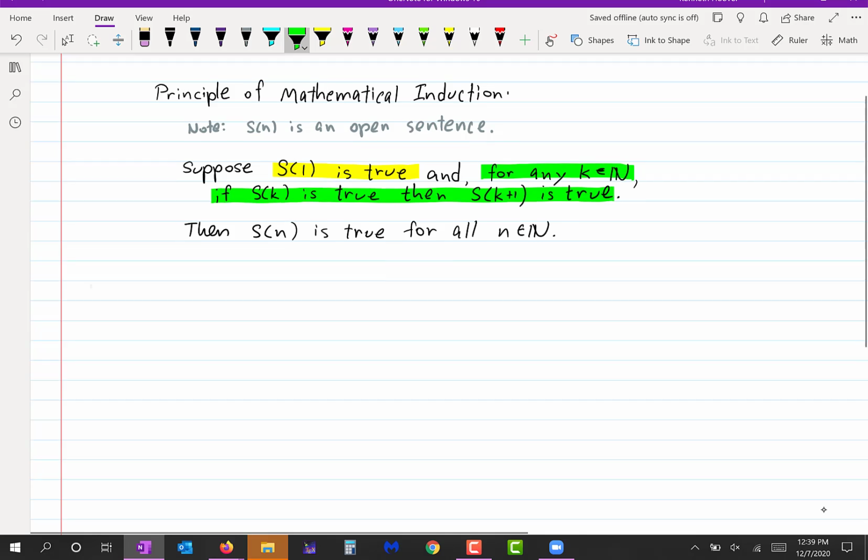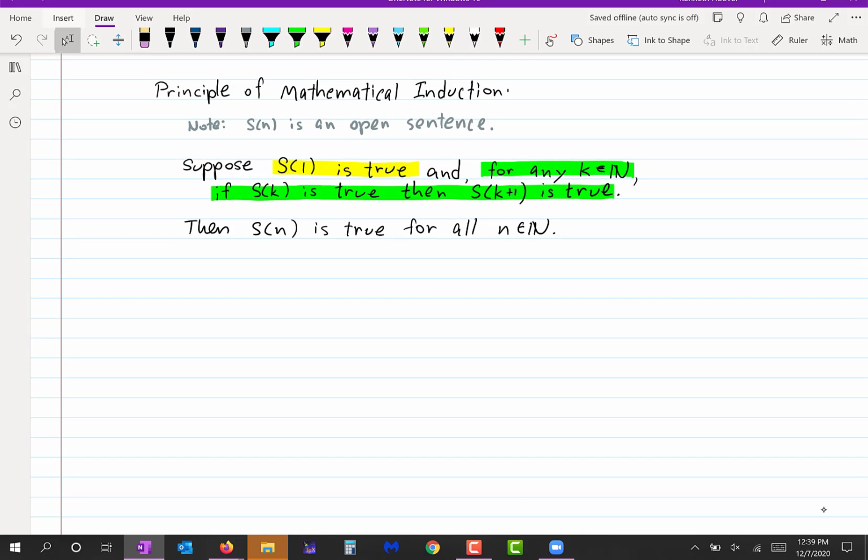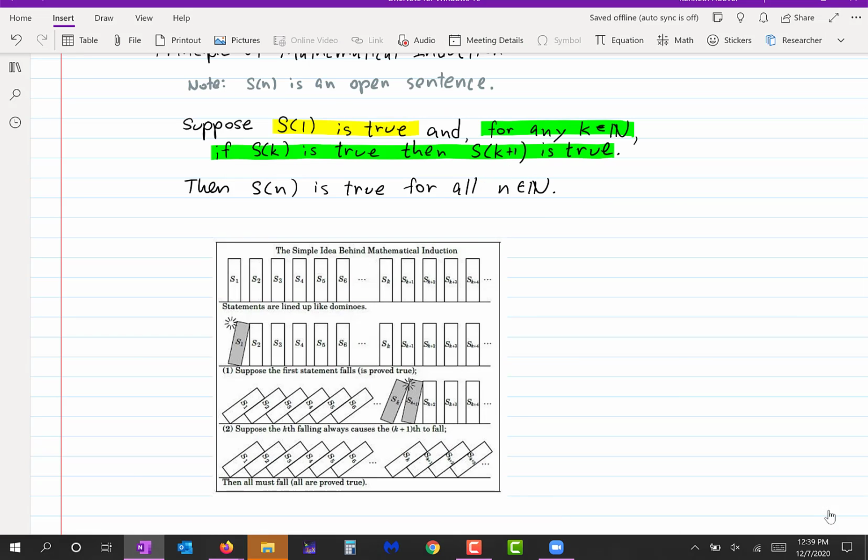Okay, it's very easy to see what's happening here if you visualize some dominoes. Okay, look at that picture. It's right out of the book. The only thing is, instead of parentheses, they use subscripts. So they've labeled each domino S1, S2, S3, and so on. And for this analogy, we're going to say that being true means the domino falls down. Okay? All right. So we have the domino set up.